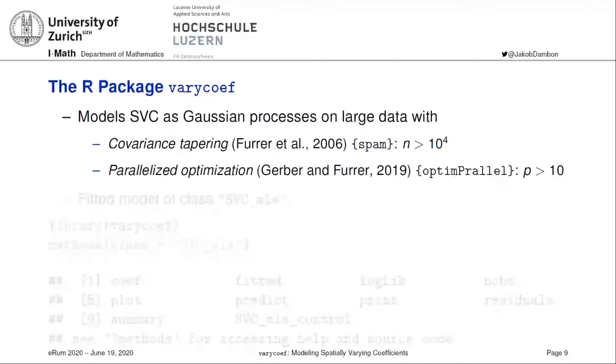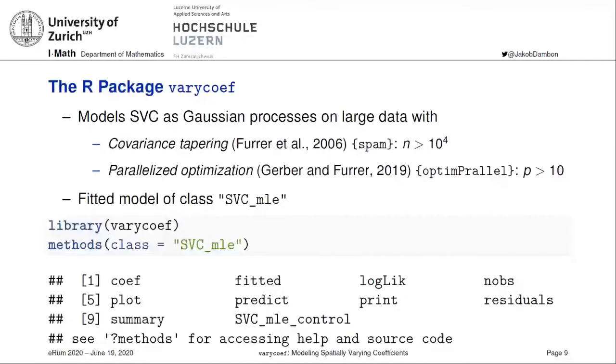And once a model is fitted, we get an object of class SVC_MLE, like an lm object, and then we can apply the classical methods for this object like you would have with an lm. For example, you can take the mean coefficients, you can look at the fitted values, you can use the predict function to give new predictions for new locations or for new covariates, and summary functions. So this is the current state of implementation of methods.